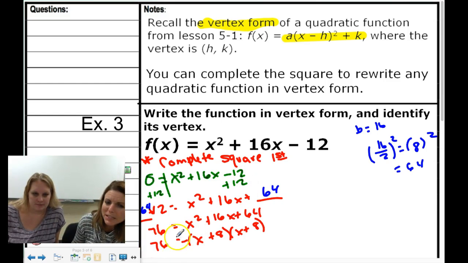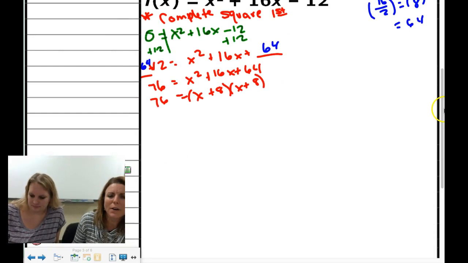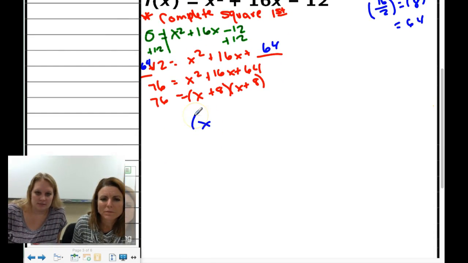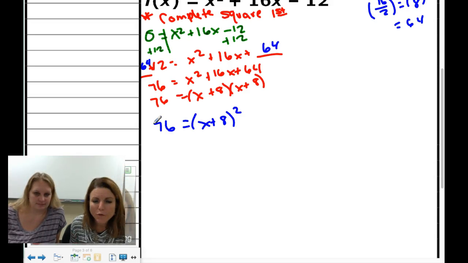How many x plus 8s do we have? 2. Let's write that now. So I have x plus 8 squared equals 76. Before, what we would do is take the square root of both sides and solve for our roots.